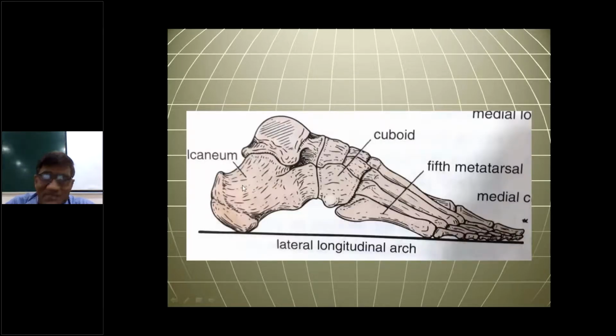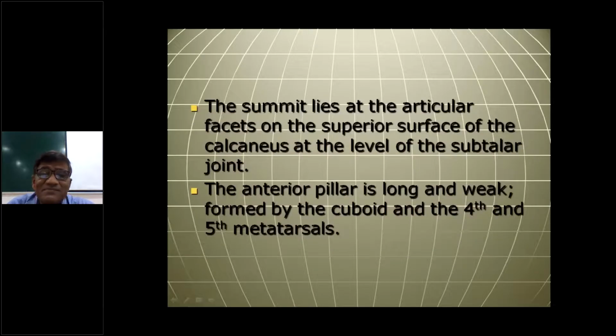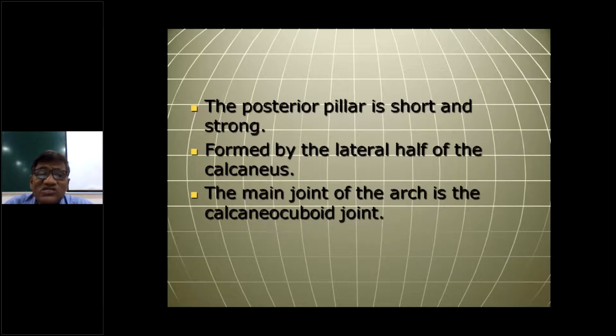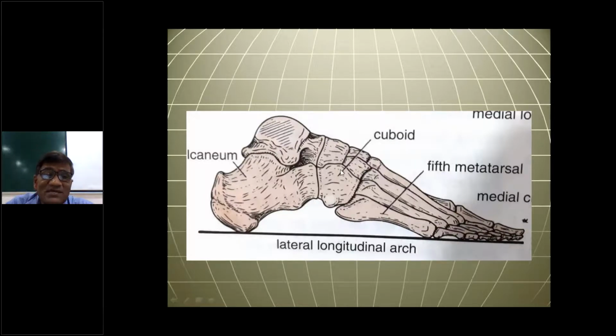So we can expect the lateral half of the calcaneum. The posterior pillar is short and strong, formed by the lateral half of the calcaneus. The main joint of this arch is the calcaneo-cuboid joint.